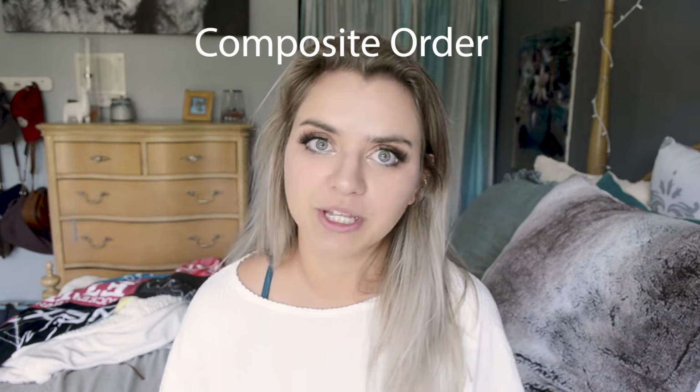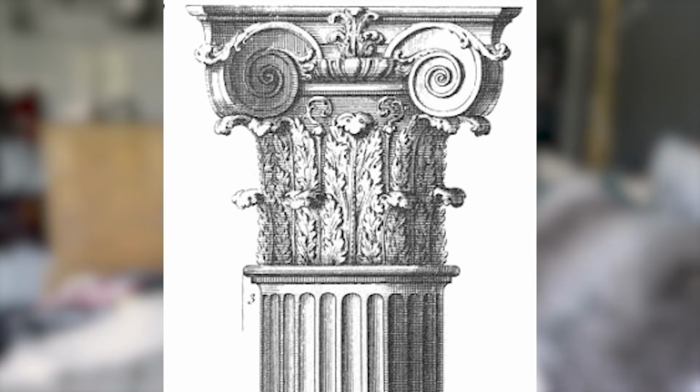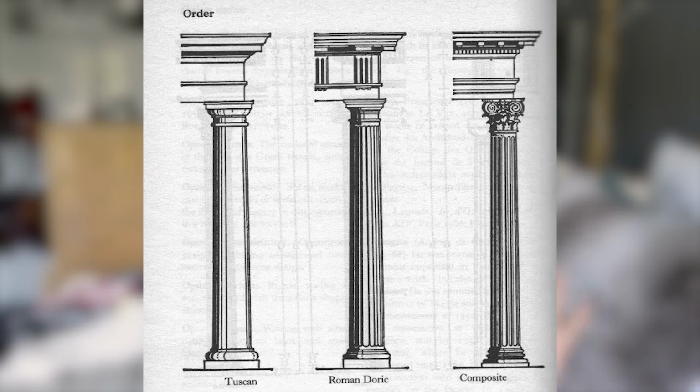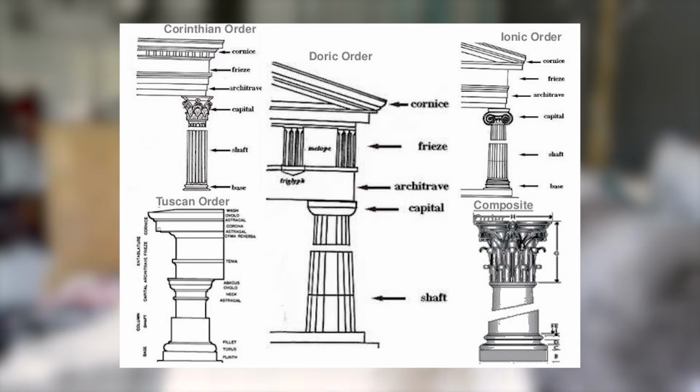And the last order is the Composite Order, also developed by the Romans. It was only ranked as a separate kind of order in the Renaissance. It is composite because it has the Ionic column's volutes and the Corinthian acanthus leaf ornamentation. It has an overlap of ornamentation, basically, and that is why it is called composite.